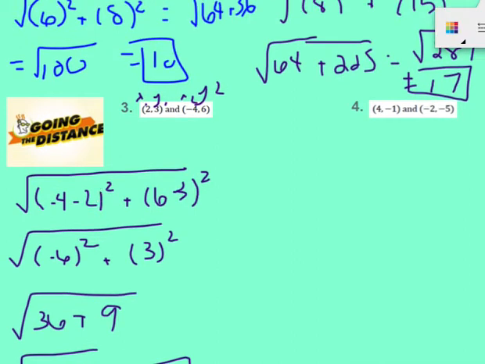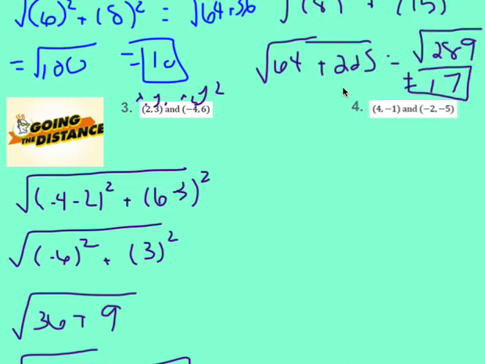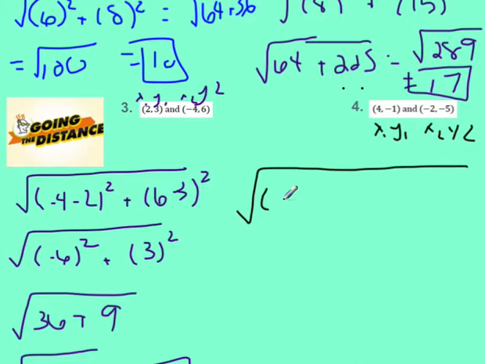So let's now take a look at number 4. For number 4, we're going to label our points x1, y1, x2, y2. And now we're going to go ahead and take the square root. So we're going to do x2 minus x1, quantity squared. Oops, x1 is 4, Miss Humbert.